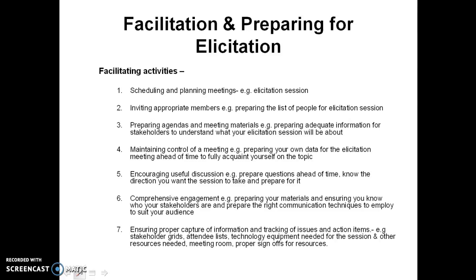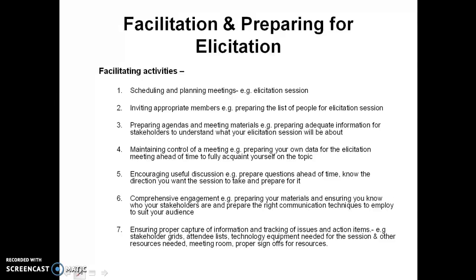Facilitation and preparing for elicitation. Some of the facilitation activities have been listed here. So let's see how facilitation ties into the elicitation task of preparing for elicitation. On my bullet points, you will see facilitation activities. And in my examples that are next to them, you will see facilitation activities specific to the prepare for elicitation task. So let's start with number 1.